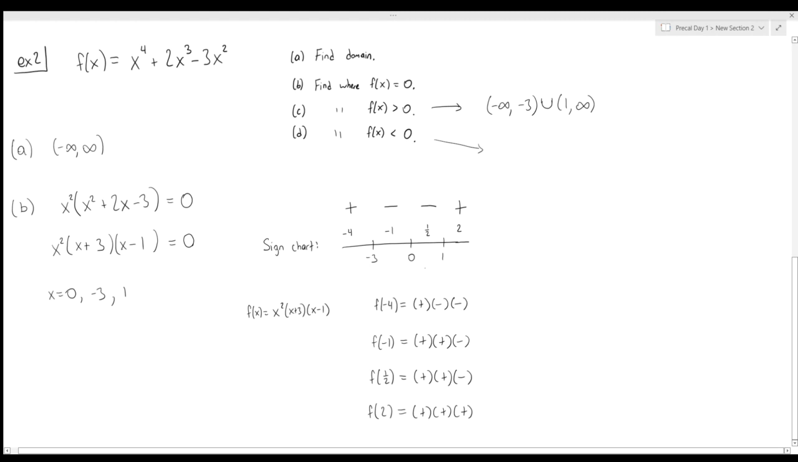And then it'll be negative in the interval from -3 to 0. And also in the interval from 0 to 1, okay?